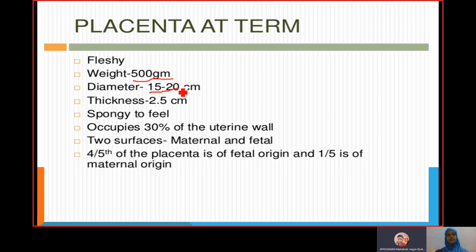And the diameter, if you observe, may be 15 to 20 centimeters. The thickness of the placenta is 2.5 centimeters, and it is spongy in nature. It occupies 30% of the uterine wall. See, 30% of the uterine wall is occupied by the placenta for the transport of substances. Two surfaces are present in this placenta, as we discussed earlier: the maternal surface and the fetal surface. Four fifths of the placenta is formed by the fetus, whereas one fifth is formed from the mother.